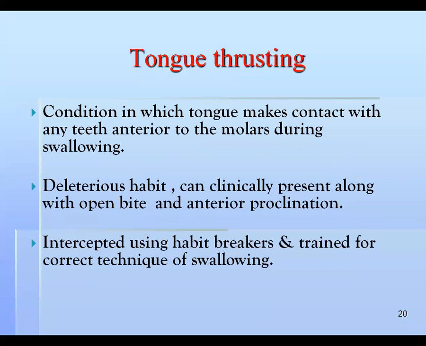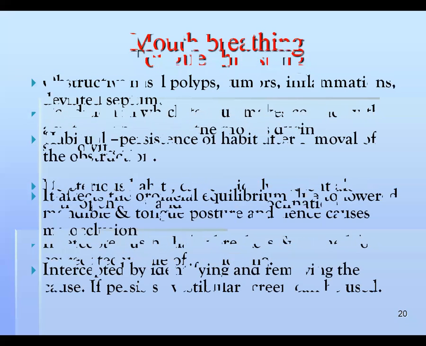Then coming to tongue thrusting. Tongue thrusting is a condition in which the tongue makes contact with any teeth anterior to the molars during swallowing. This deleterious habit can clinically present along with open bite and anterior proclination. It is intercepted using habit breakers and training for the correct technique of swallowing.